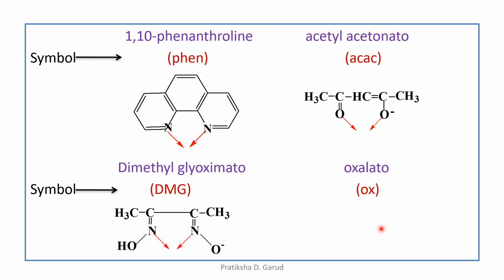Oxalato. What is the oxalato? Oxalato is a derivative of oxalic acid. Oxalic acid, that is COOH, is linked to COOH. That means there are two oxygen atoms which have the lone pair. They are forming the coordinate or the dative bond with the central metal atom or the ion. That's why it is an example of a bidentate ligand. So these are the various examples of the bidentate ligands which have two donor atoms.